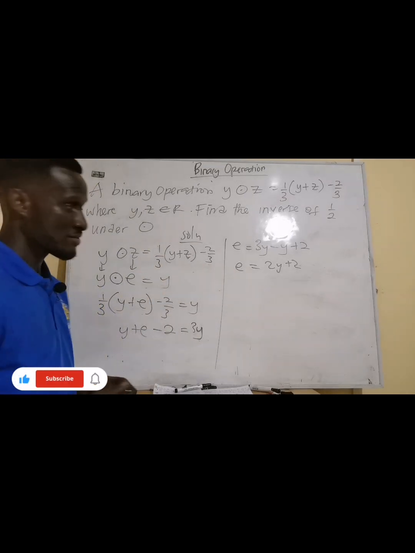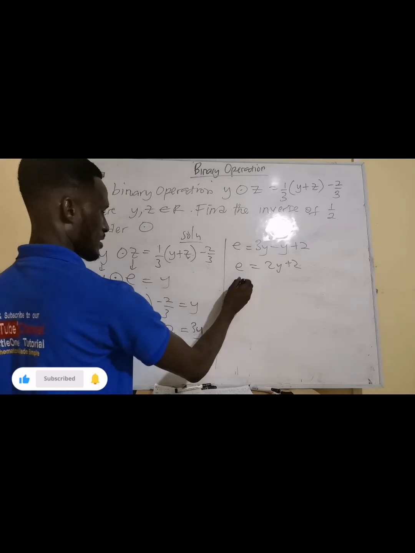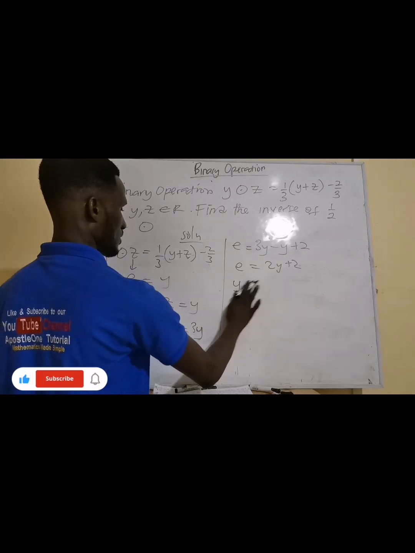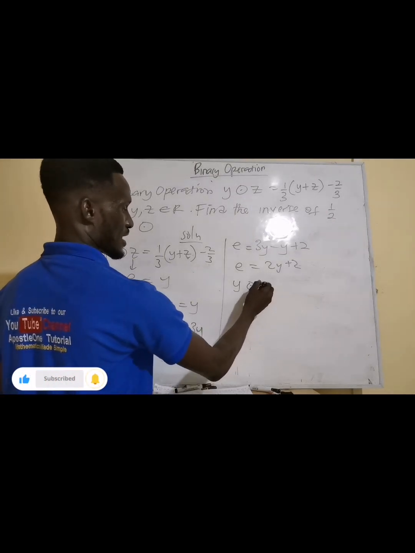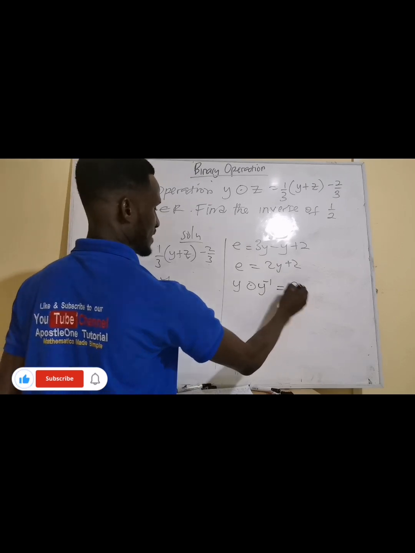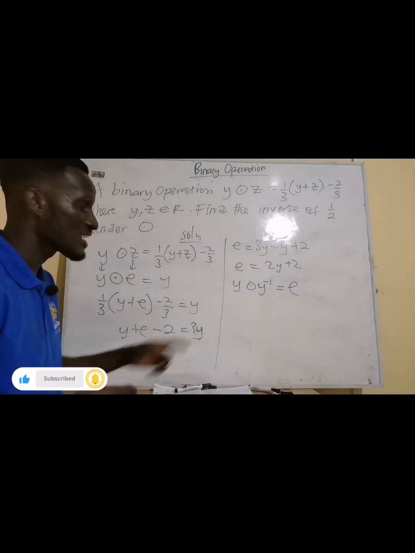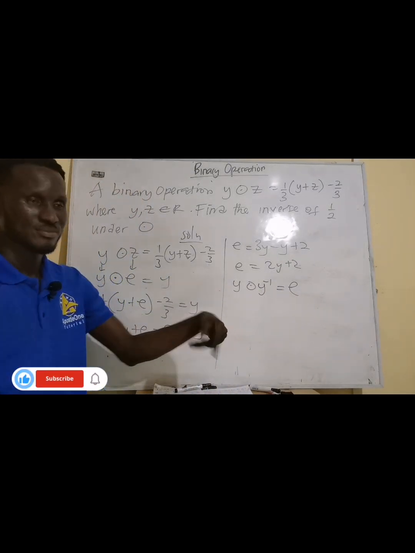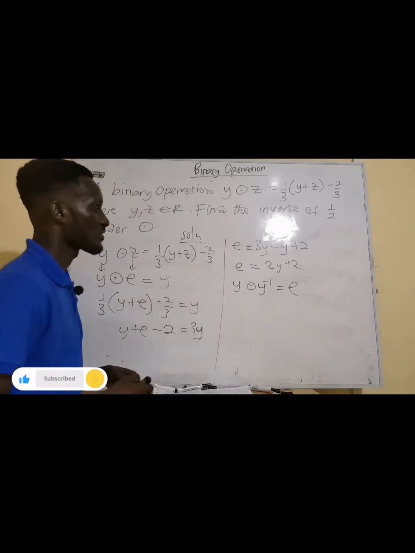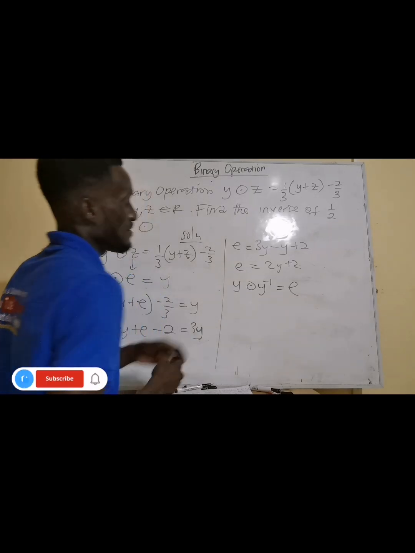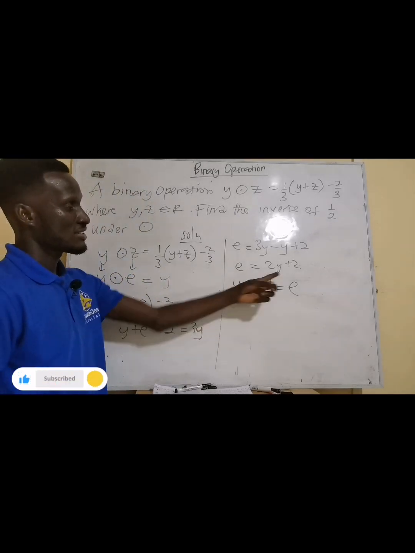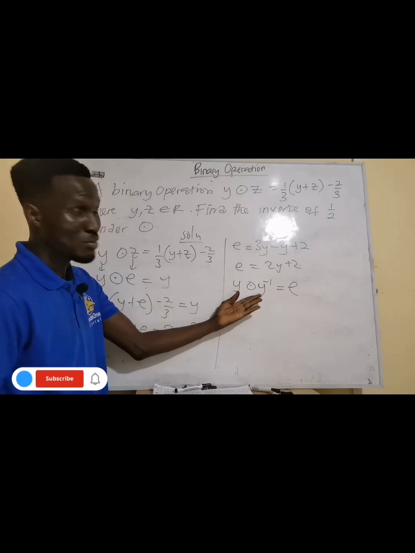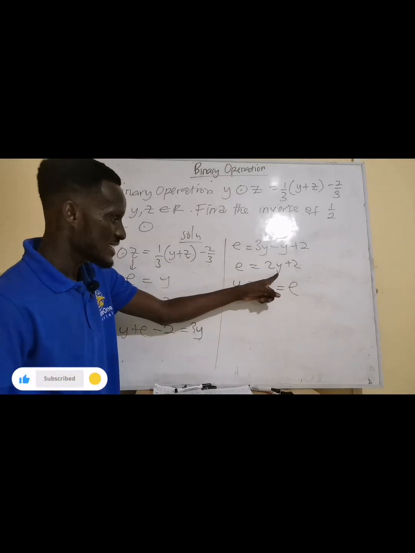Now we are supposed to find the inverse. So let's say y operating on the inverse of y is supposed to give us the identity element. So I'm going to use y exponent -1 as the inverse. Okay, let's move on. Now if I'm writing this one in the form of y, here is supposed to be y. If I'm writing this one in the form of m, this y will be m.